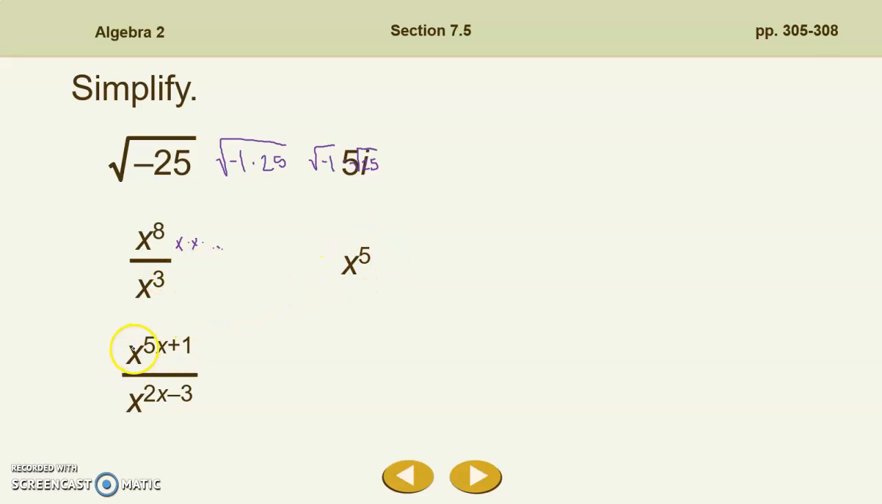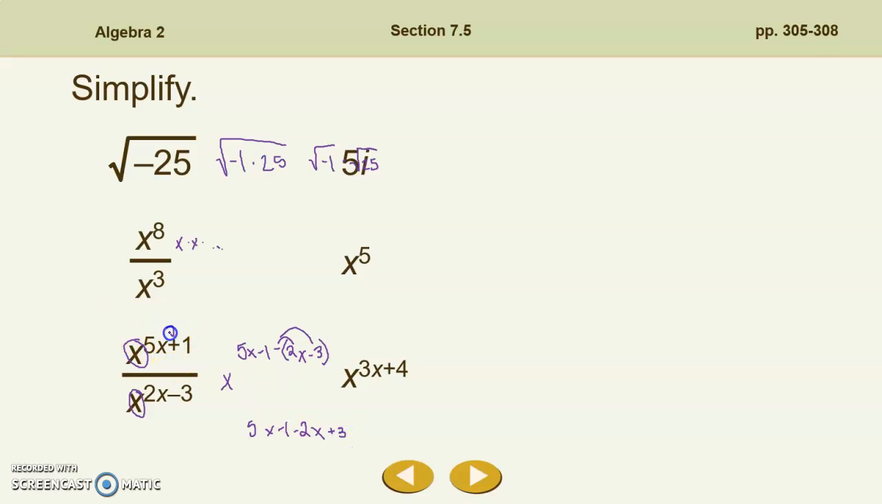And then we have x to the 5x plus 1 over x to the 2x plus 3. Using our same property here, we keep our base the same and just subtract our exponents. We could write it this way: x to the 5x plus 1 minus the quantity 2x minus 3. When we simplify that, what we get is x to the 3x plus 4. We would have to distribute that negative there.